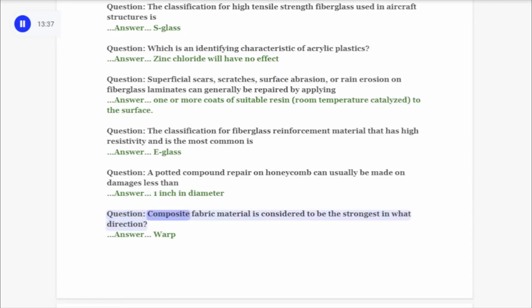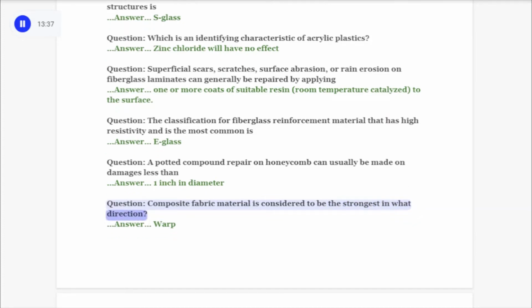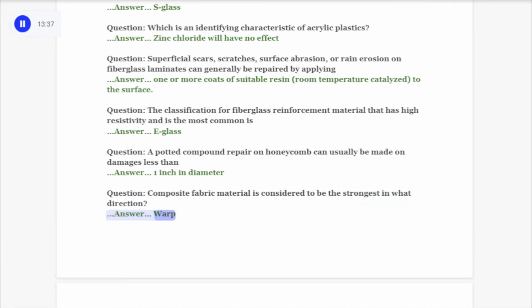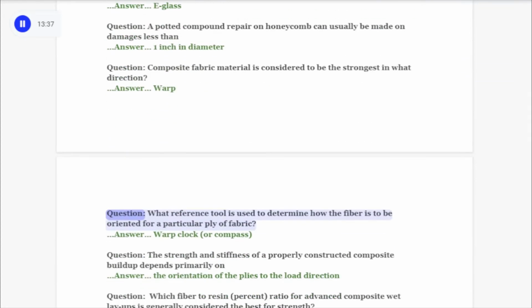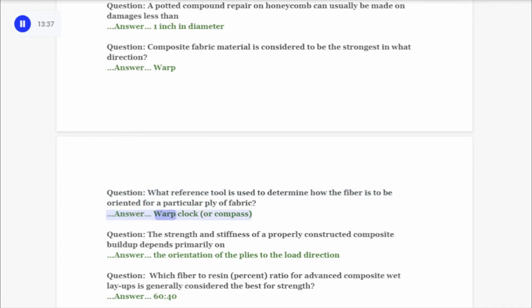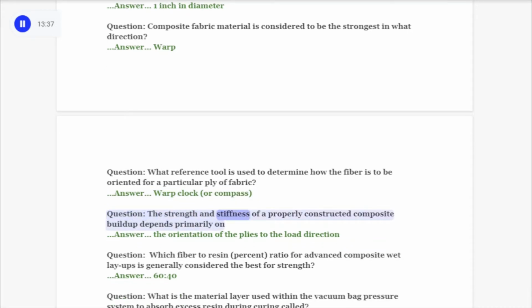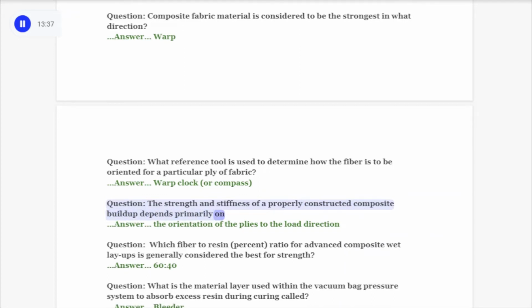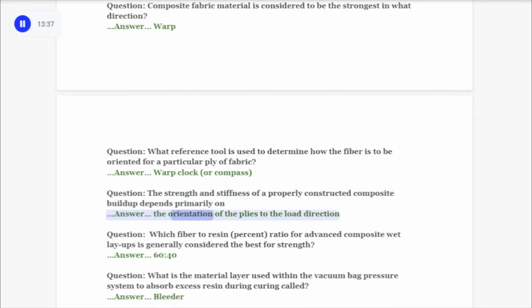Question: composite fabric material is considered to be the strongest in what direction? Answer: warp. Question: what reference tool is used to determine how the fiber is to be oriented for a particular ply of fabric? Answer: warp clock or compass. Question: the strength and stiffness of a properly constructed composite buildup depends primarily on. Answer: the orientation of the plies to the load direction.